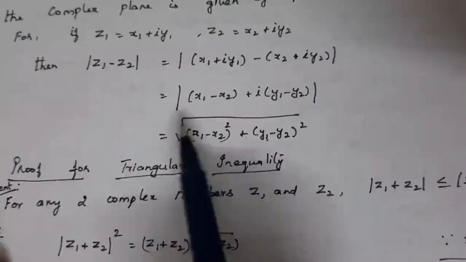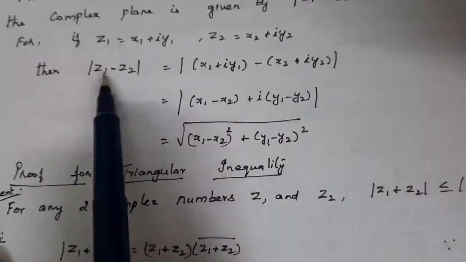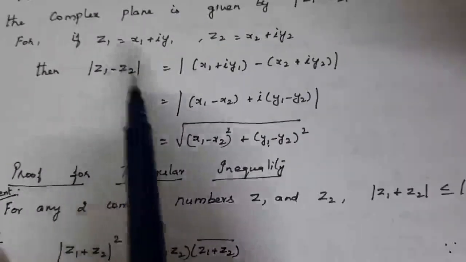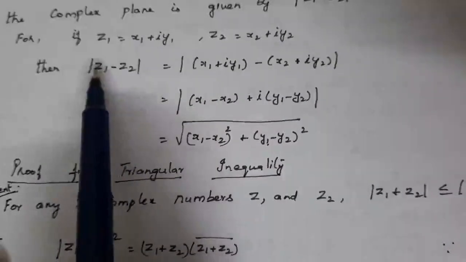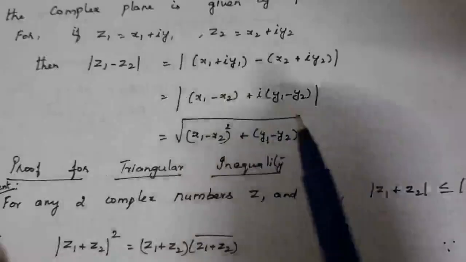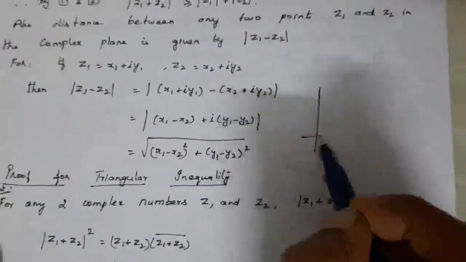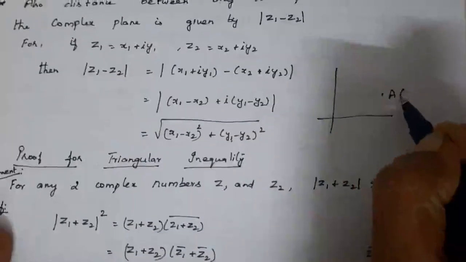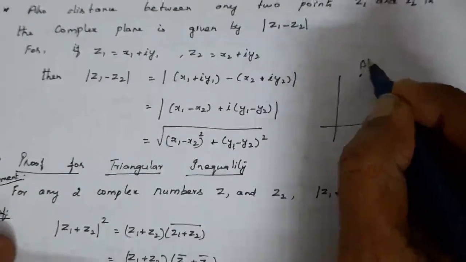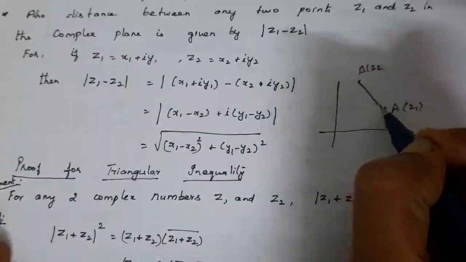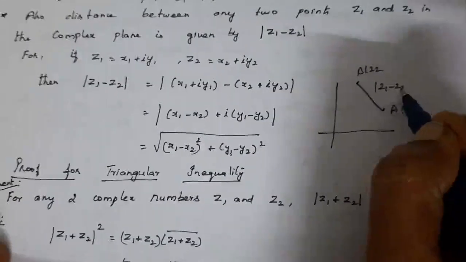You know that this is the distance formula. So, what does z1 minus z2 give? Modulus of z1 minus z2 gives the distance between the complex numbers z1 and z2. That is, if A represents z1 and B represents z2, then this gives the modulus of z1 minus z2.